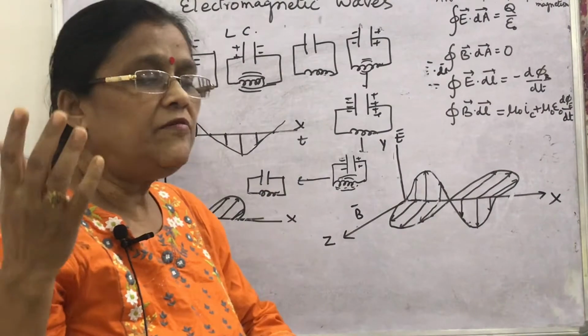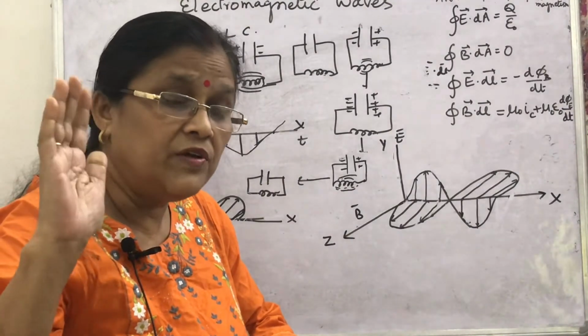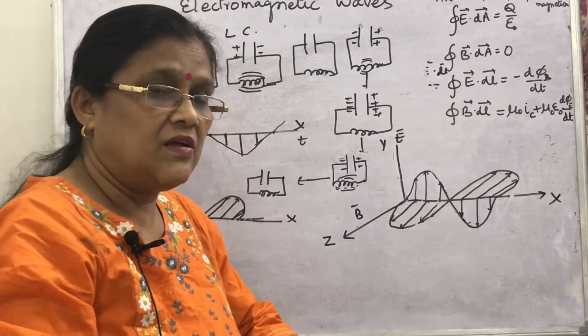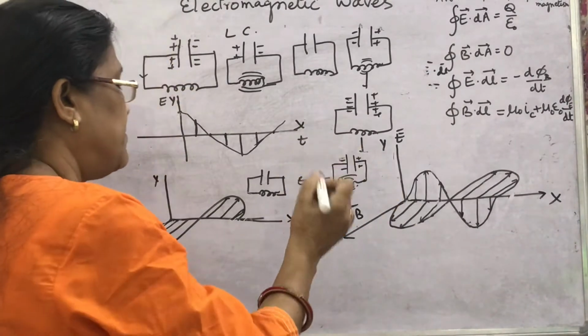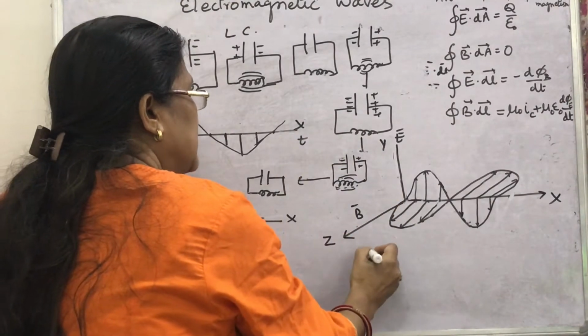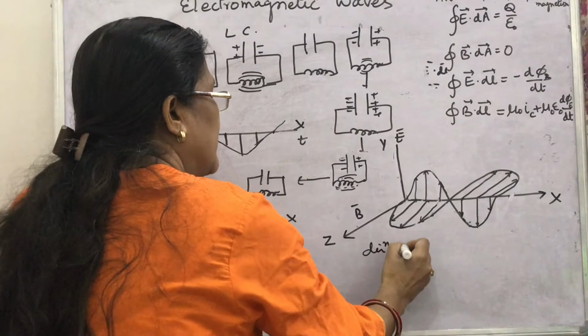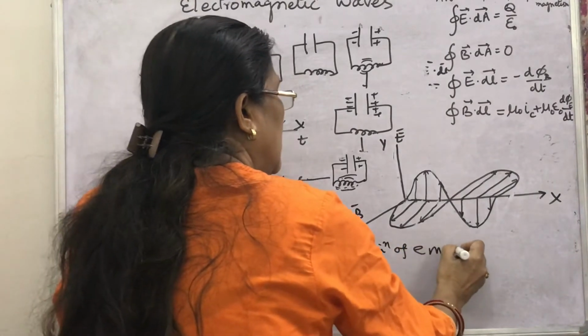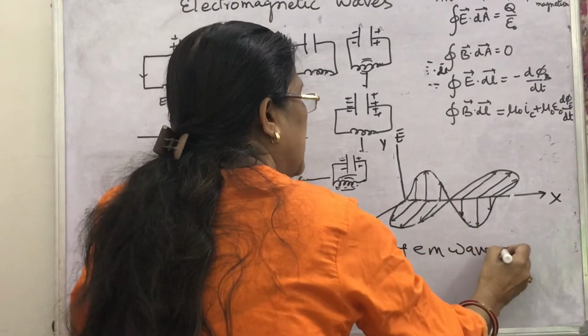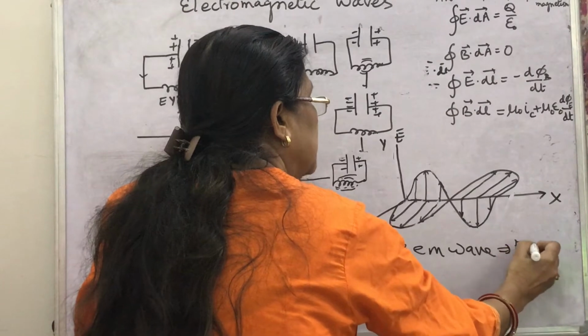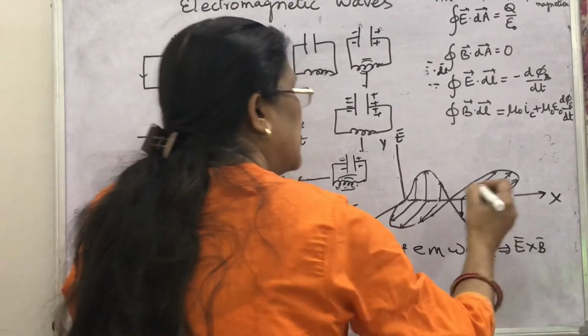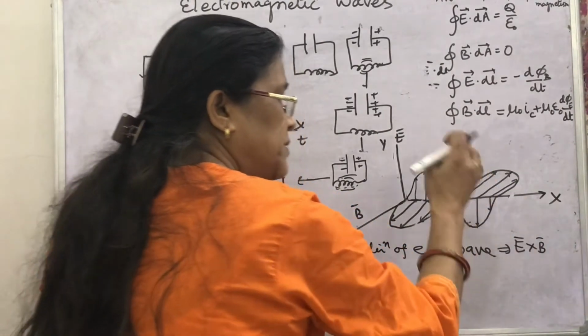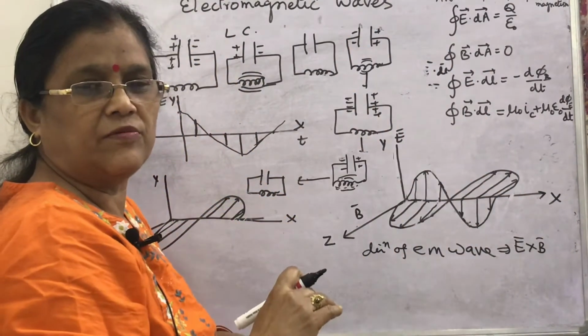Now, how will you decide the direction of the EM wave? Look here, a very important point: the direction of the EM wave is always given by E cross B. All three vectors are there. Then what is E cross B? That will be the direction of the EM wave.